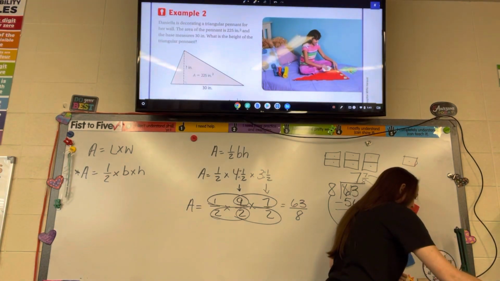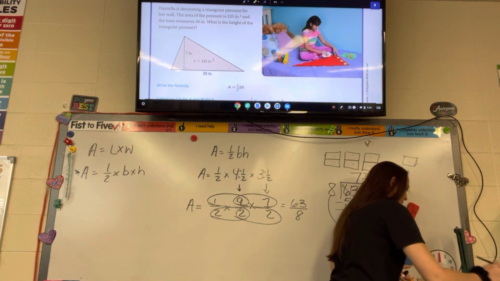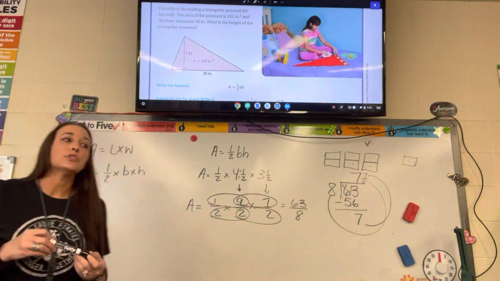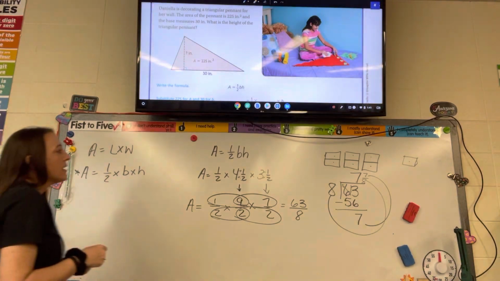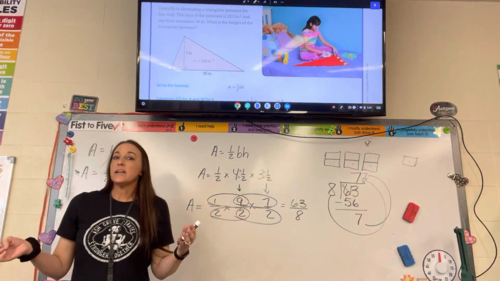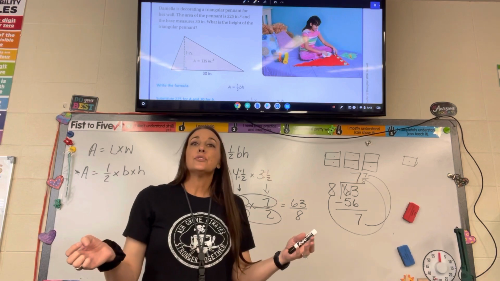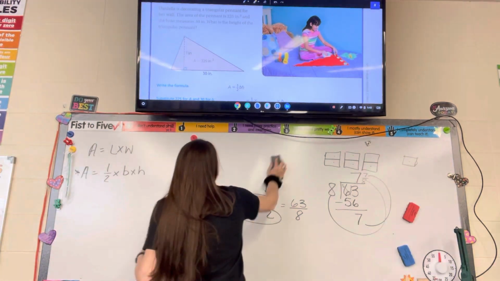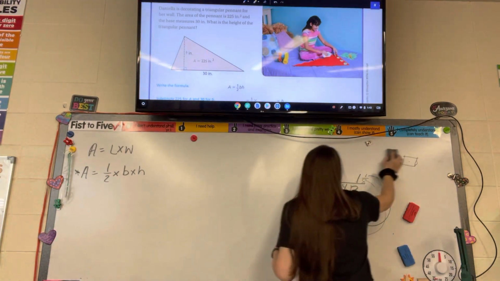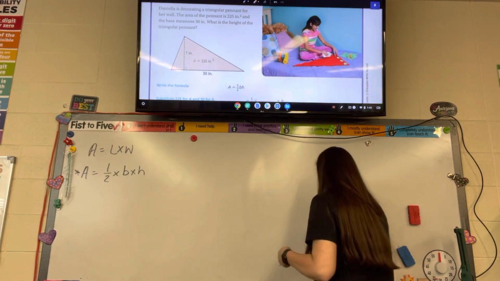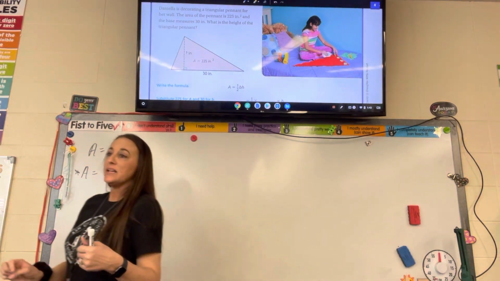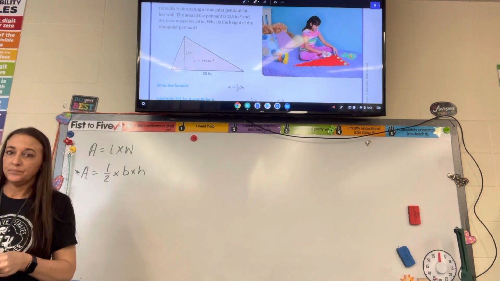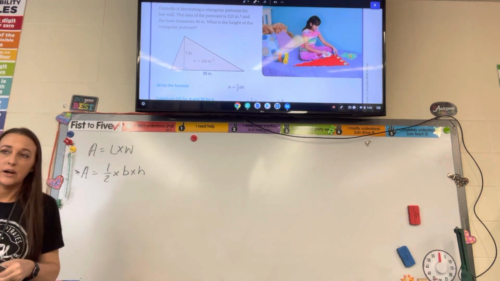Daniela is decorating a triangular pennant for her wall. The area of the pennant is 225 inches squared. This time they are giving us the area. So this is similar to when we had equations that we had to solve. We have to sometimes get variables by themselves. Okay, are you caught up?